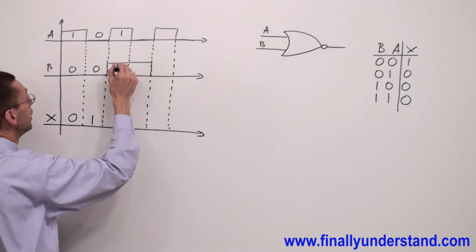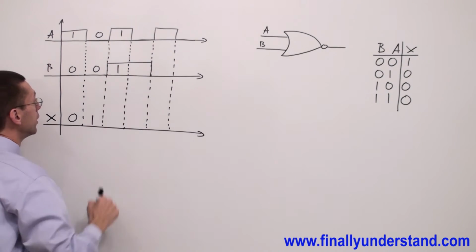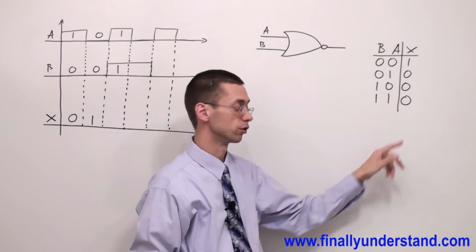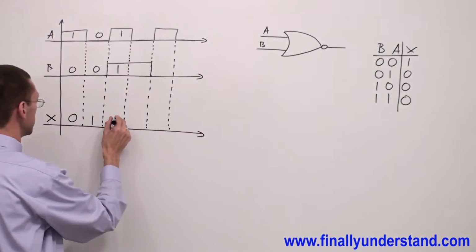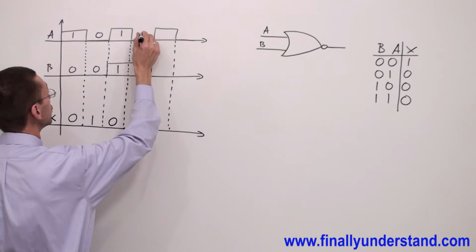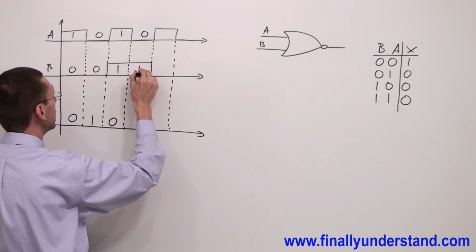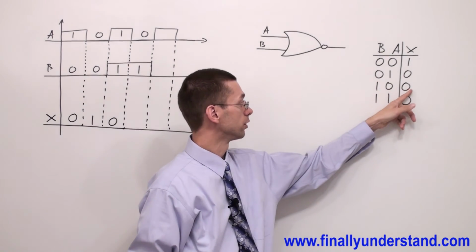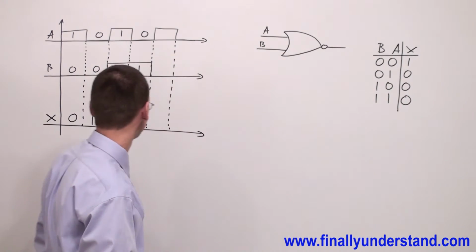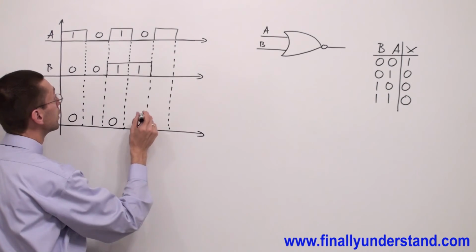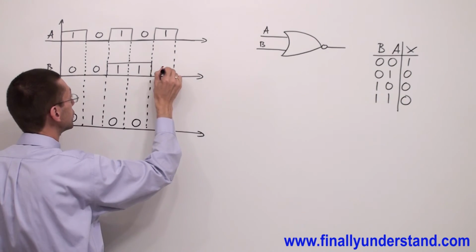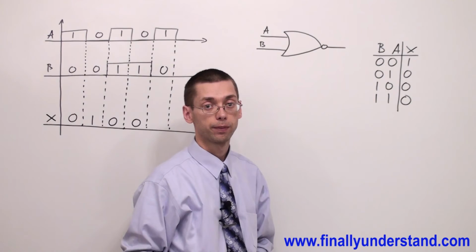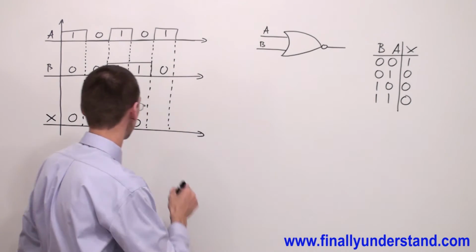I have 1, 1. 1 and 1 gives me 0. That's why I'm going to write 0 here. And I have 0, 1. 0, 1 or 1, 0 gives me 0. And I have 1, 0. 1, 0 or 0, 1 gives me 0.